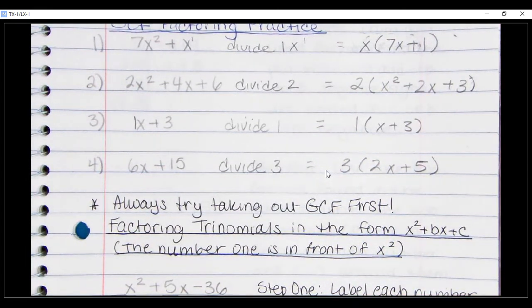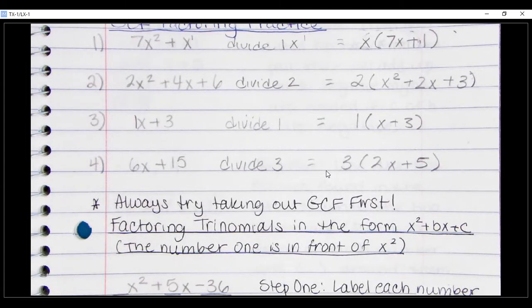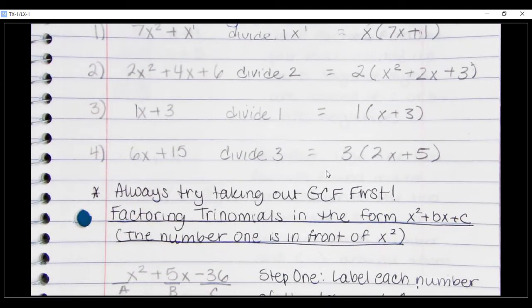And there you go. Now we're going to make it a little bit more difficult. So always try factoring out the greatest common factor first before you do any of the rest of these steps. That is a great hint. It saves you time and it makes sure that you get as accurate an answer as you can.